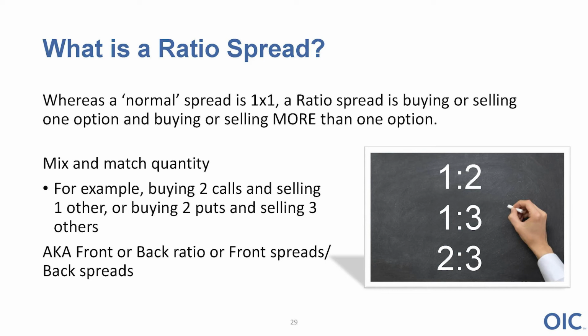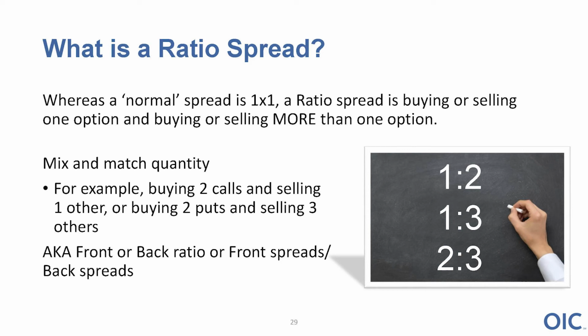A ratio spread is any time we buy or sell more contracts. For one example, we buy 2 calls and we sell one against it. Or we could buy 2 puts and sell 3 against it. Anytime you're long more contracts than you're short, we call that being back spread. These are all floor terms that traders have been using. When you're short more contracts than you're long, as in the example where you buy 2 puts and sell 3, that's known as being front spread.